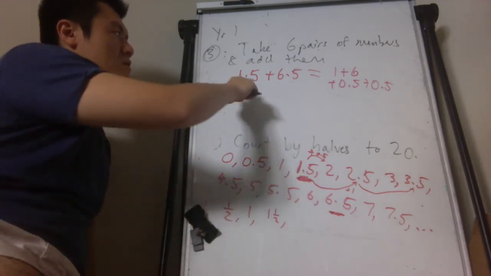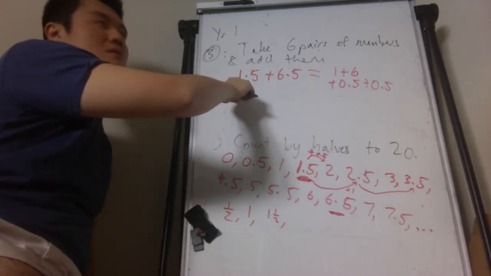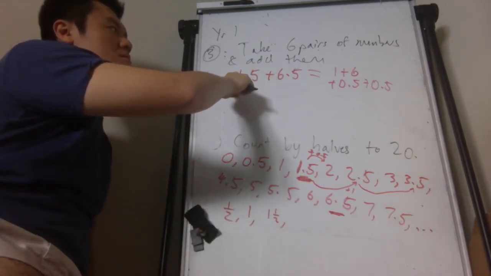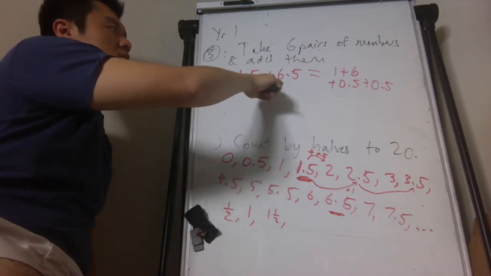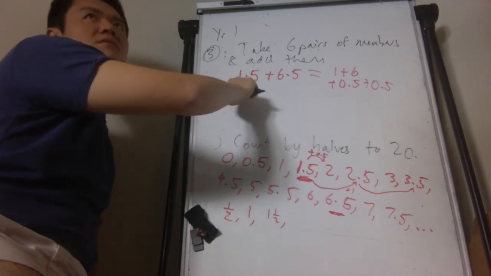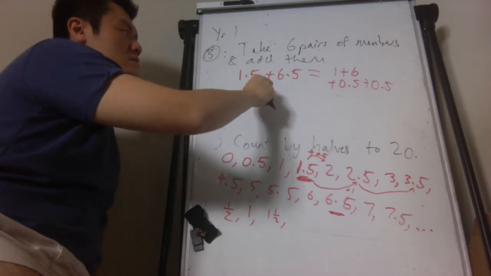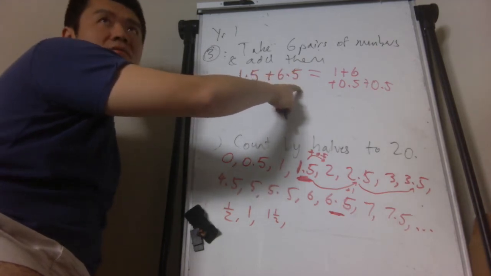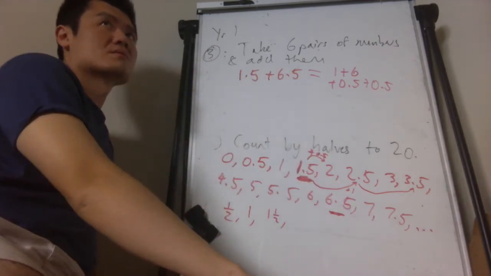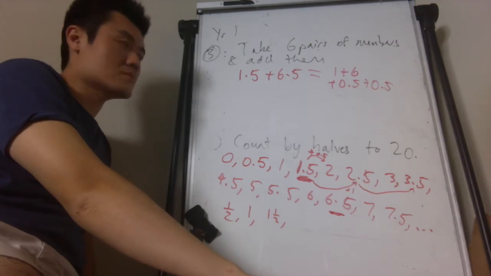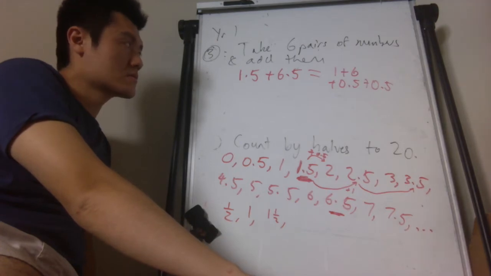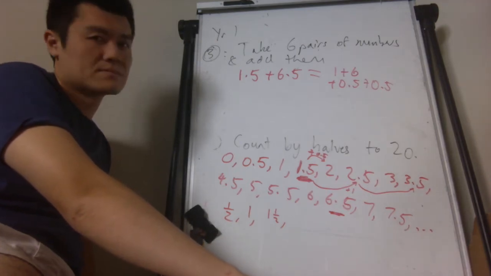See, because if you're adding 6, what's 6 plus 1? 6 plus 1 is 7. So that'll get you to 7.5. You see that? And then you have to add another 0.5. I get it now. So you have to add the lower number before.